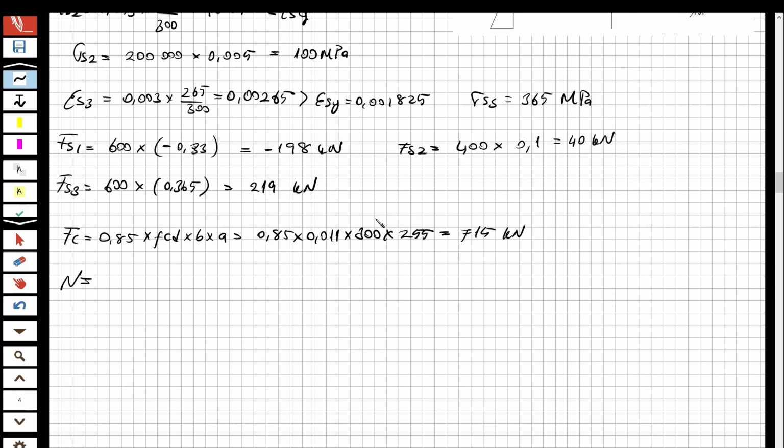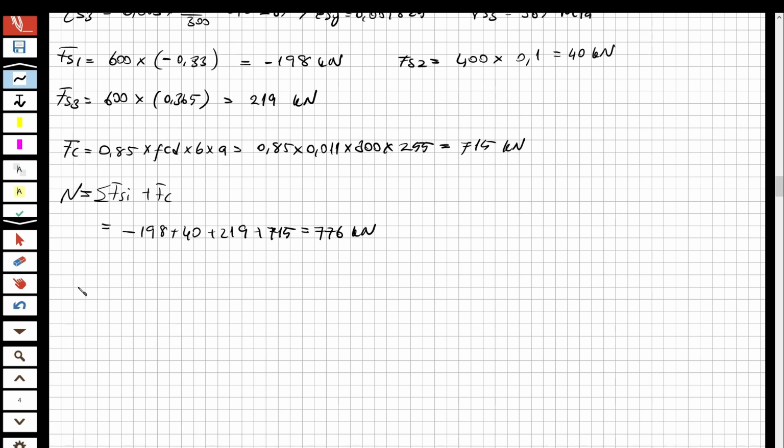Okay, so now let's also calculate the actual force, because I have an actual force here. For the actual force, the formulation is this one: total F steel i plus F concrete, and this is going to be equal to minus 198 plus 40 plus 219 plus 715, and this is going to be equal to 776 kilonewton. Okay, now we got the actual force.